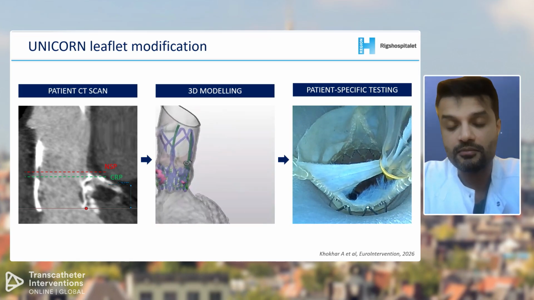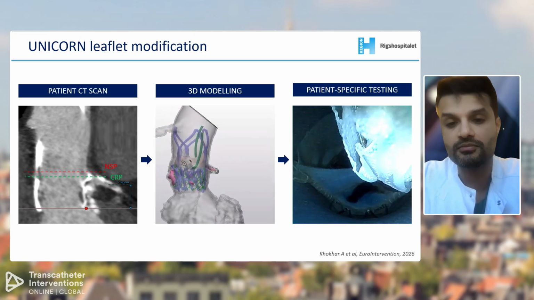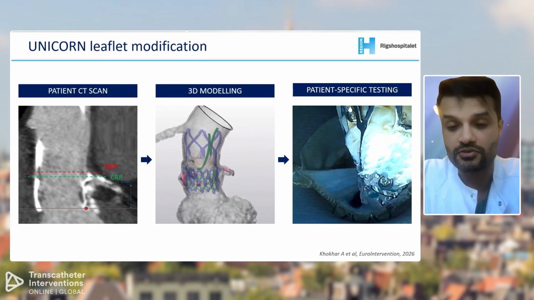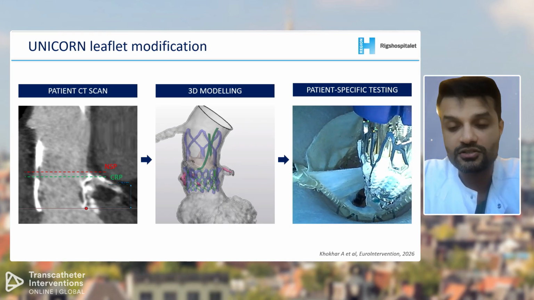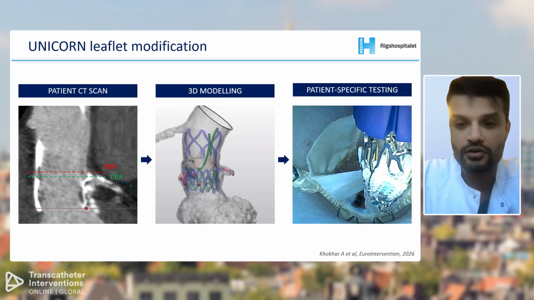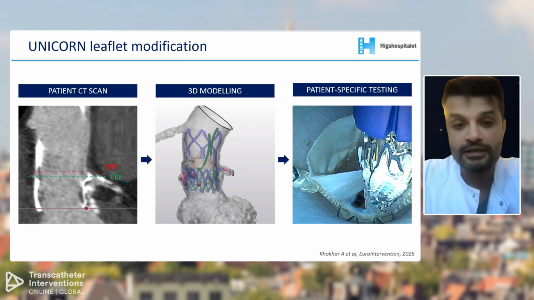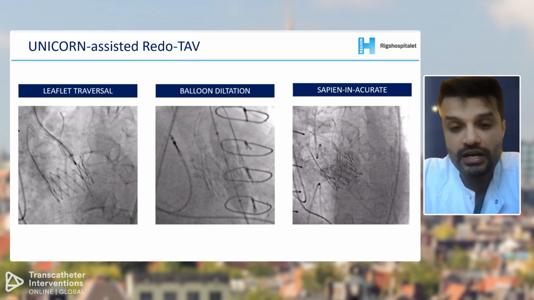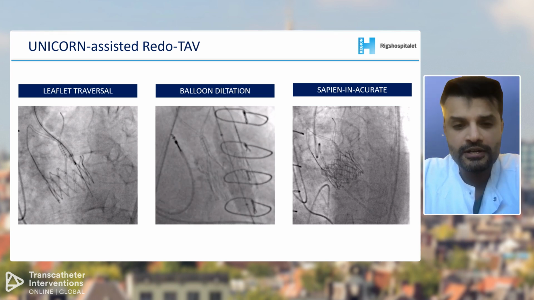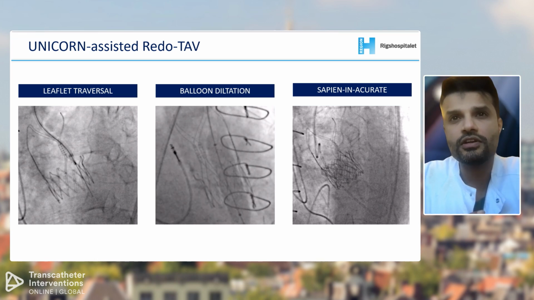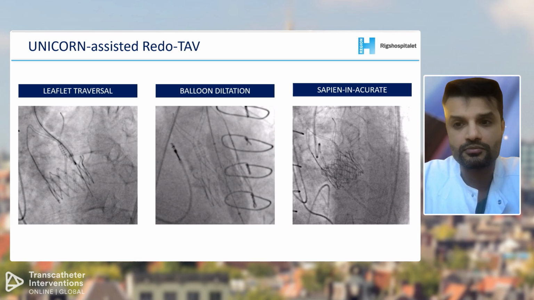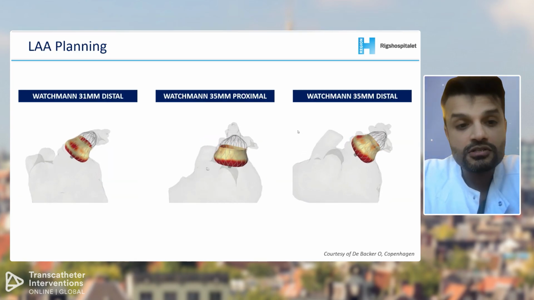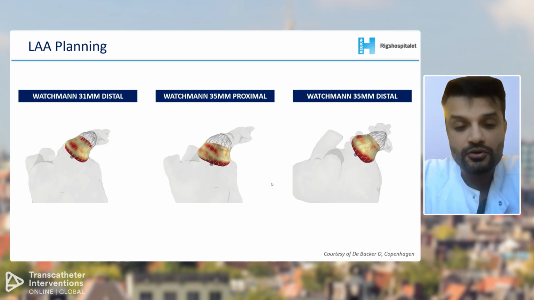and made a specific model and then looked at different leaflet modification techniques and basically simulated the techniques, performed those procedures beforehand, before you went into the procedure, also learning what may work or what may not work, what to be careful of. And that ultimately helped us achieve a successful unicorn procedure with a good outcome and no coronary obstruction. So it was really useful, not only from a learning point of view, but also from a procedural planning perspective.